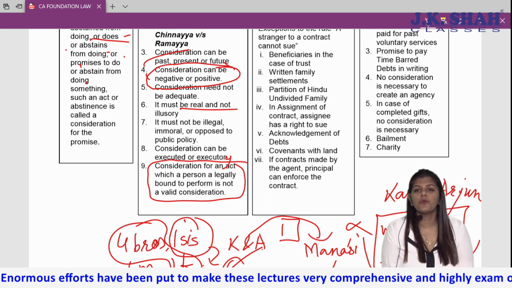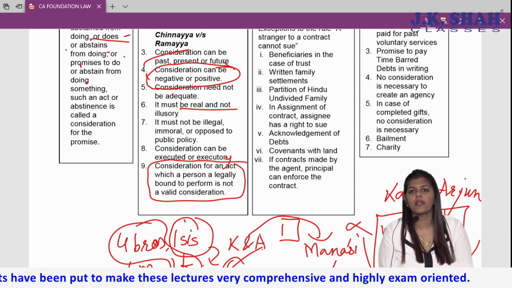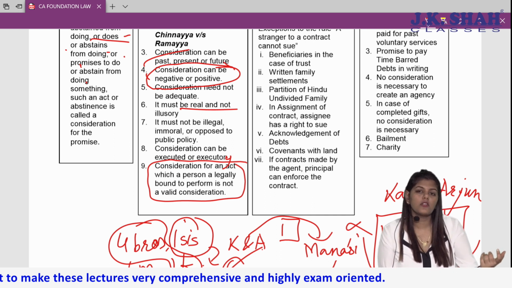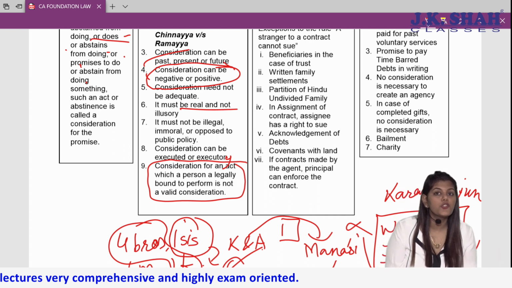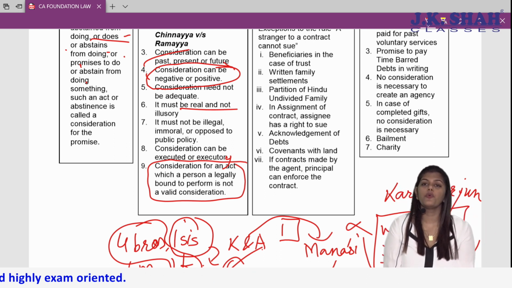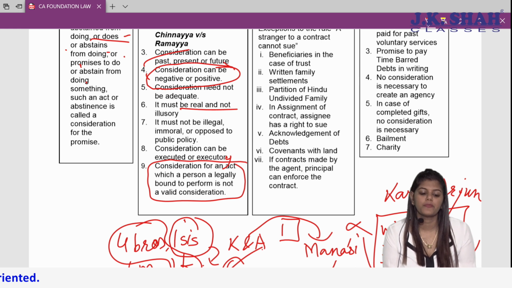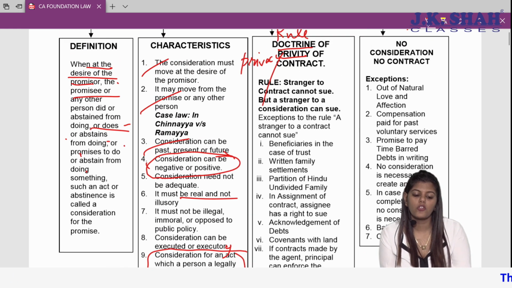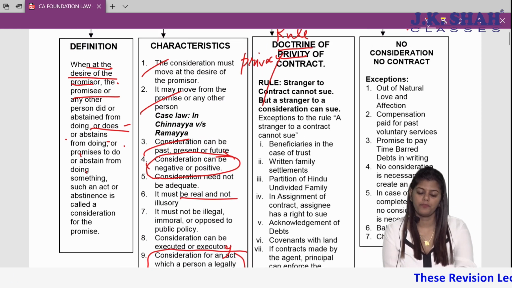If I am the principal, you are the agent, you contract with my customers. And if customers are doing some mistake, you can sue the customers, even I can sue the customers, because you are eventually doing this on my behalf. This is your doctrine of privity of contracts.